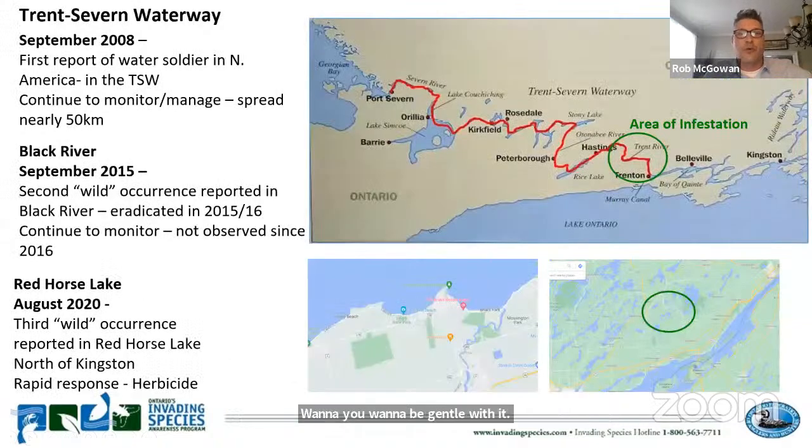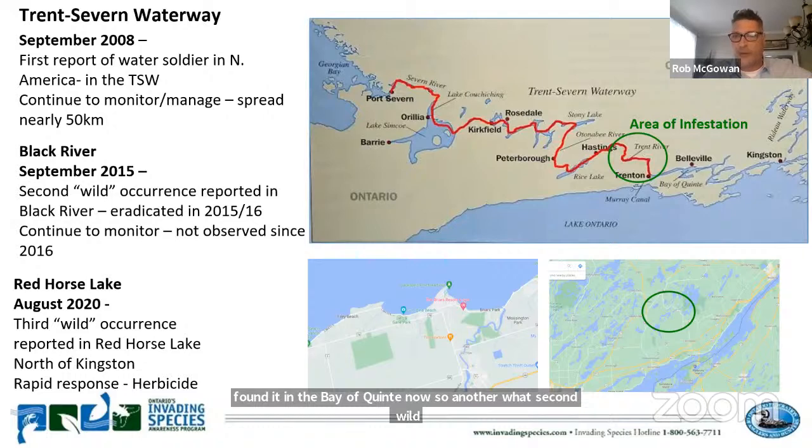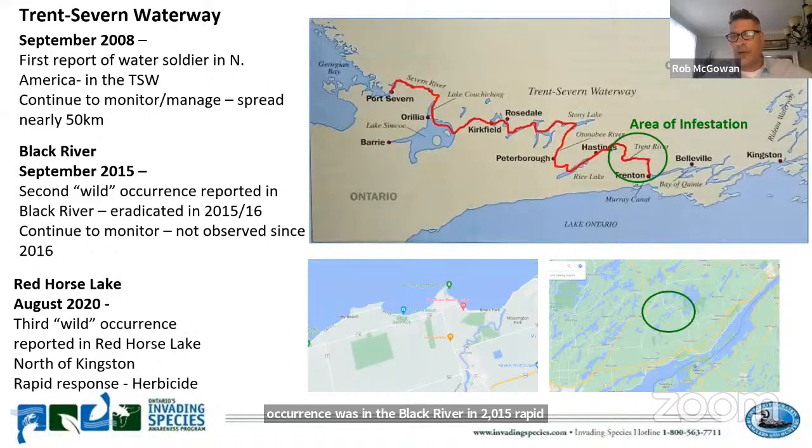As we said, water soldier was first reported in the Trent Severn Waterway in September 2008. It has spread much further than 50 kilometers now, and it's been found in the Bay of Quinte. You can see the Trent Severn Waterway runs from Georgian Bay or Lake Huron down to the Bay of Quinte, Lake Ontario, which is in Trenton, and we have unfortunately found it in the Bay of Quinte now. Another wild occurrence was in the Black River in 2015. Rapid response efforts by the Aurora District MNRF, Peterborough District MNRF, OFAH and the Invasive Species Centre have hopefully eradicated it. We haven't been able to find a physical plant since 2016. And Red Horse Lake in August 2020 was the third wild occurrence in Ontario. It's north of Gananoque, or north of Kingston.